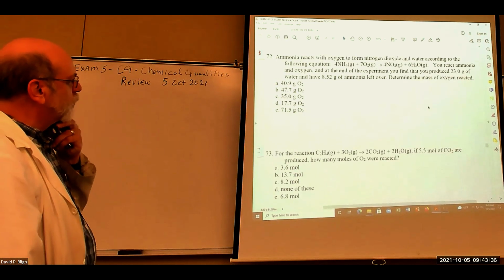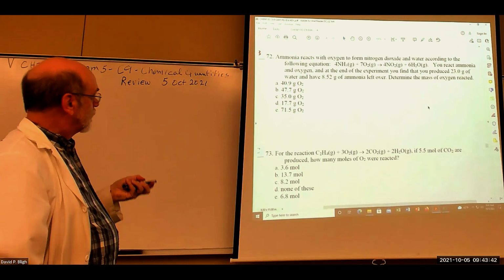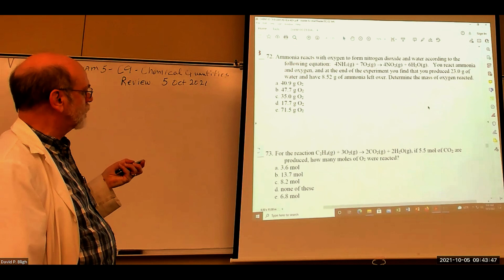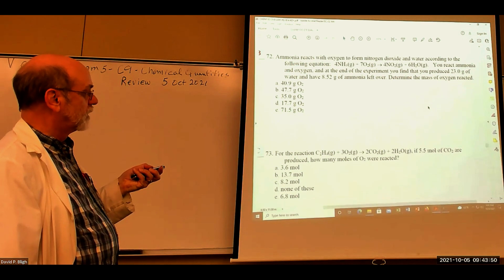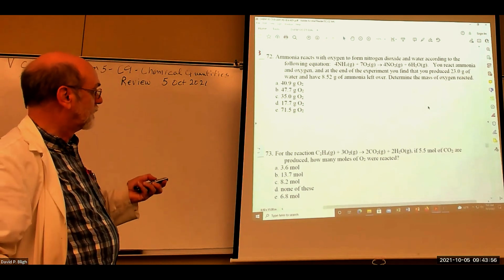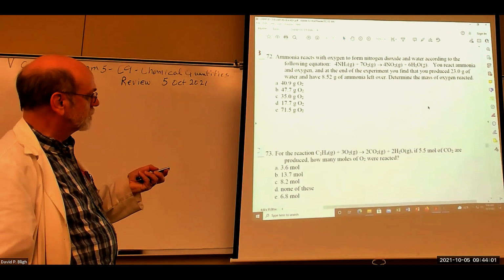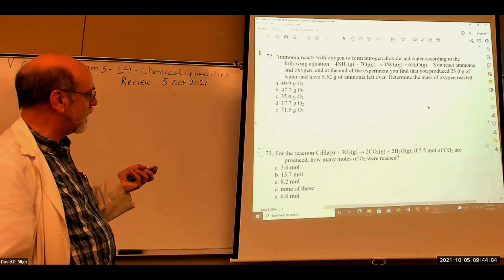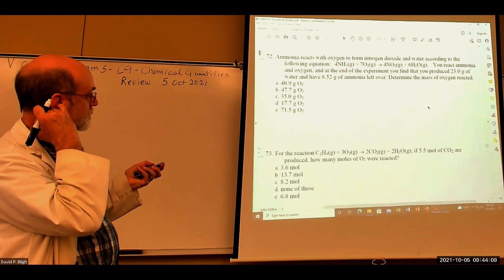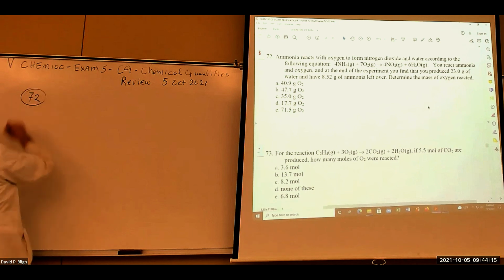Ammonia reacts with oxygen to form nitrogen dioxide and water according to the following reaction. If you react ammonia and oxygen, at the end of the experiment you find that you produce 23 grams of water and 8.52 grams of ammonia left over. Determine the mass of oxygen reacted. We've done one of these also. The equation's already balanced. Maybe we better do this one. 72. This one could be complicated.